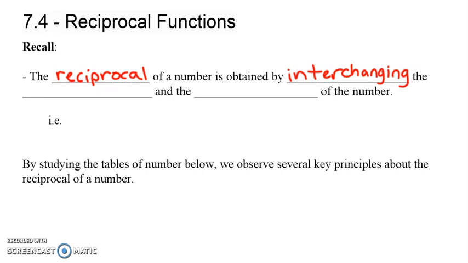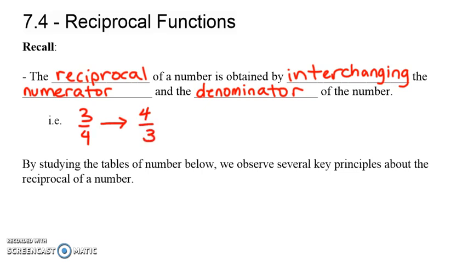So what we're going to talk about with reciprocals, if you remember from last year, and please follow along in your note handouts, the reciprocal of a number is obtained by interchanging the numerator and the denominator of the number. Please feel free to pause the video at any time while you take any notes that you need. So again, you interchange the numerator and the denominator. So if you have 3/4, then the reciprocal is 4/3. So you just flip the fraction.